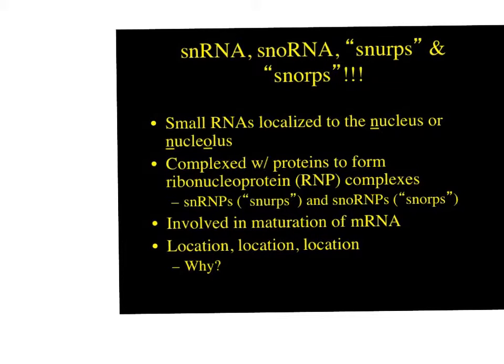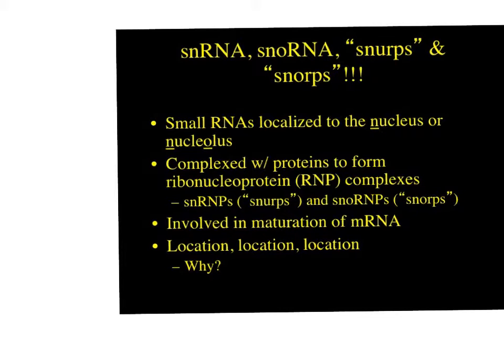Because mRNA, much like tRNA and rRNA and the microRNAs, is usually made as a precursor. So it's got a lot of extra stuff on it, like the poly A tail and things like that. And so the SNRPs and SNORPs are involved in a couple of things. One is the maturation of mRNA, and another has to do with the location.